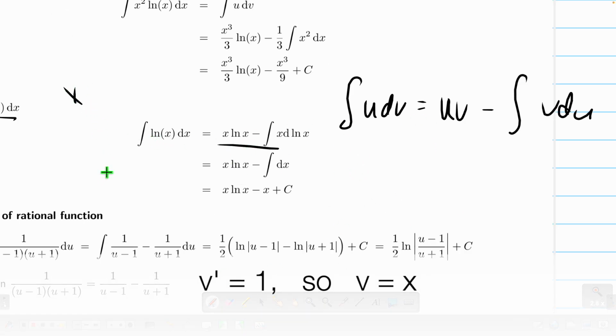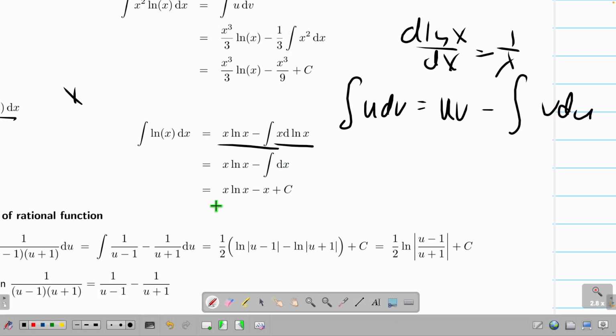So v is x. So I have this, and then v is x, right? And then du is d log x, and d log x over dx is 1 over x. And this 1 over x cancels with this x, so you have nothing. After you integrate, you give v back an x, and you get this.